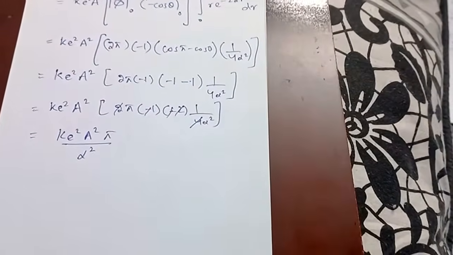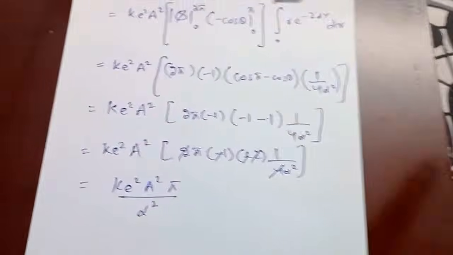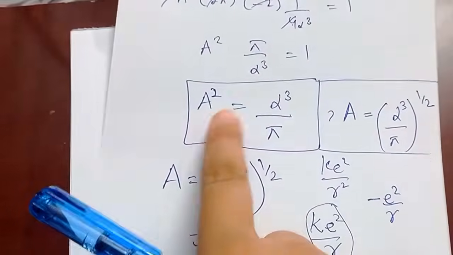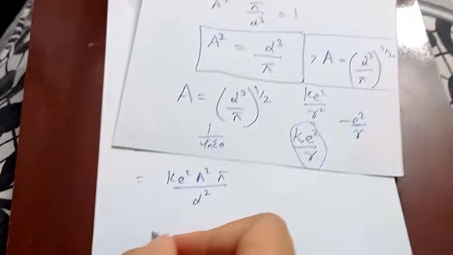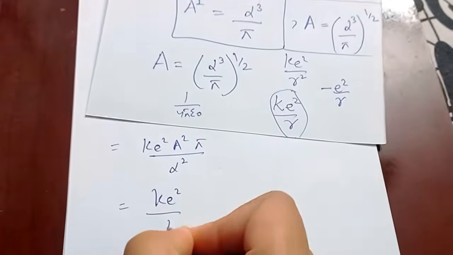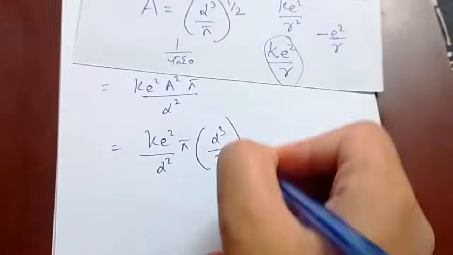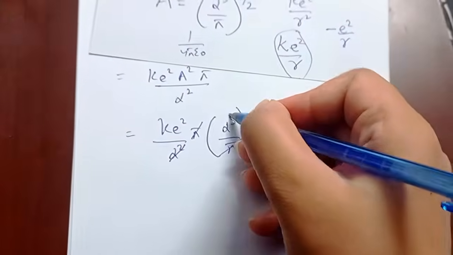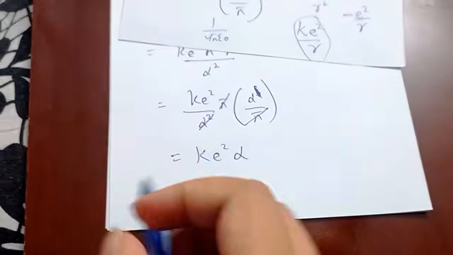Okay, this is the time to put the value of a square to simplify it further. Where is a square? Let me find it. Here is a, and a square is alpha cube by pi. We needed to put a square, so it's alpha cube by pi, k e square by alpha square pi. In place of a square, I'm going to write alpha cube by pi. Pi cancels out, it's alpha square and alpha cube. Alpha square cancels, so one alpha is left: k e square alpha.